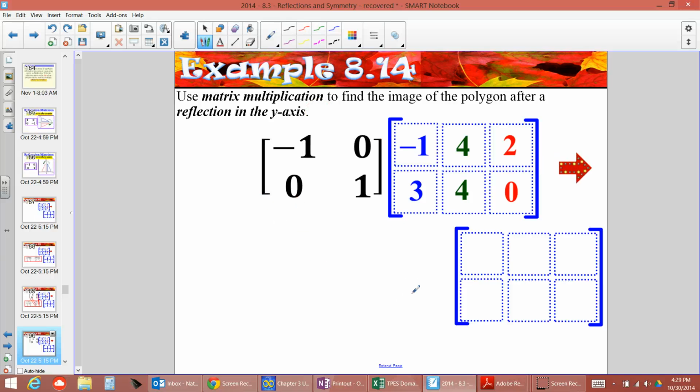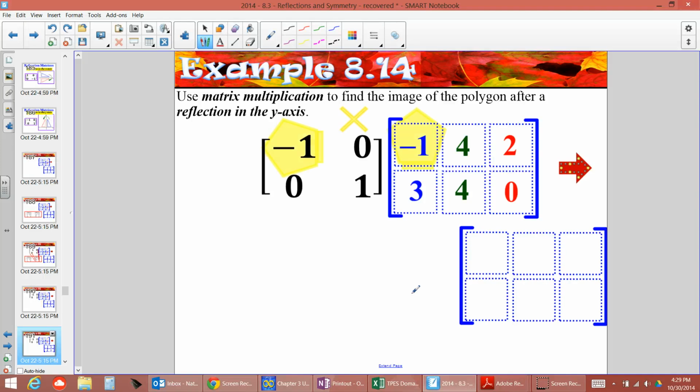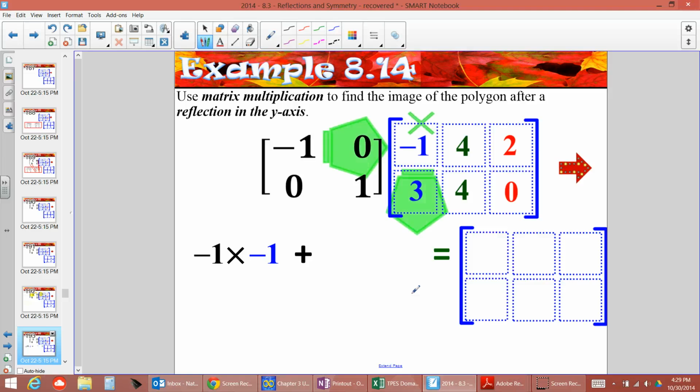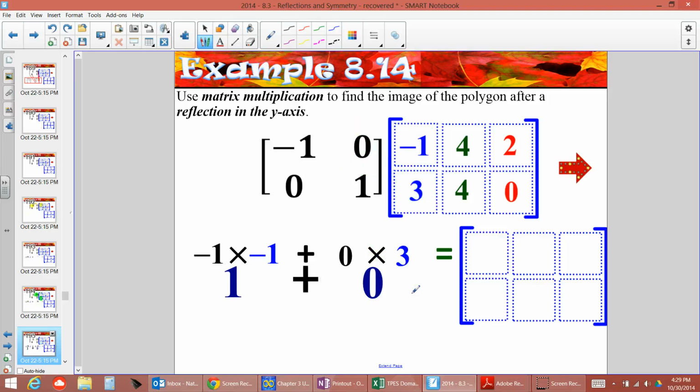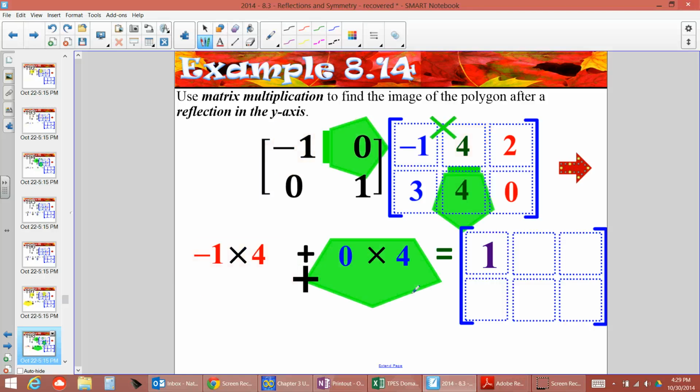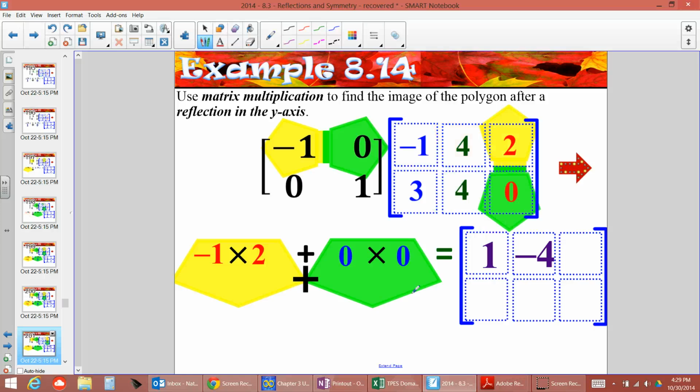Okay. Matrix multiplication. First row, first column. -1 becomes a 1. 0 times 3 becomes a 0. It gives you 1 plus 0 gives you 1. Now, I told you this is a long, lengthy process, so I'm going to fly through it. -1, 4. -1, 4. 0, 4. -1, 2. 0, 0. Gives you -2.